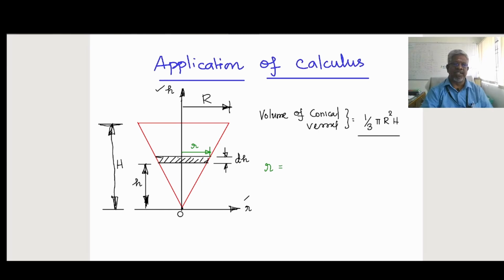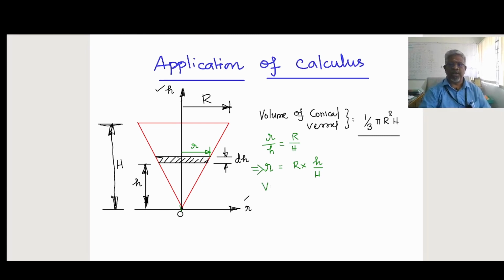This triangle property we can easily use. r is equal to R multiplied by h divided by H. This is because of the property of similar triangles. Small r divided by small h should be equal to capital R divided by capital H. So from this equation, I can derive that small r is equal to R h by H.